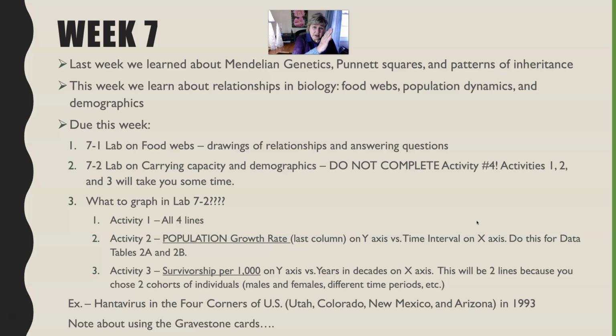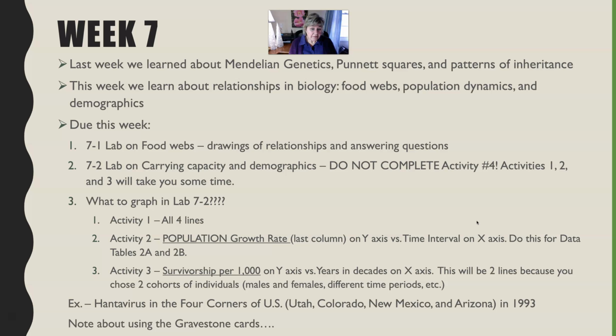And so as you look across the columns, one after the other, you're doing some calculations. And the point is to get to that last column called population growth rate. That is the last column. Okay, so when it asks you to graph the data, you're going to graph on the y-axis population growth rate versus the time interval, which will be on the x-axis.